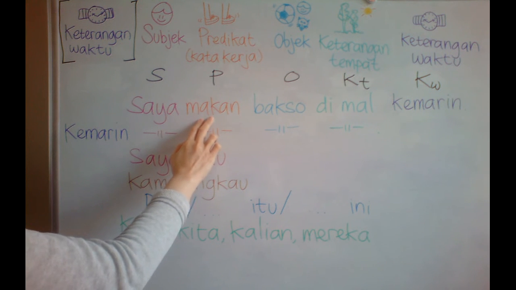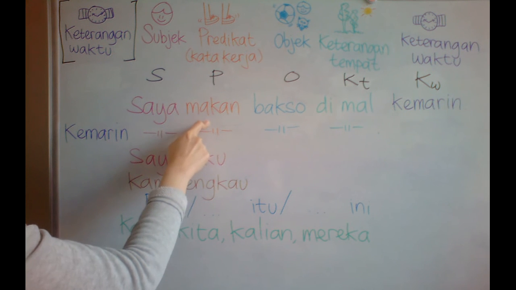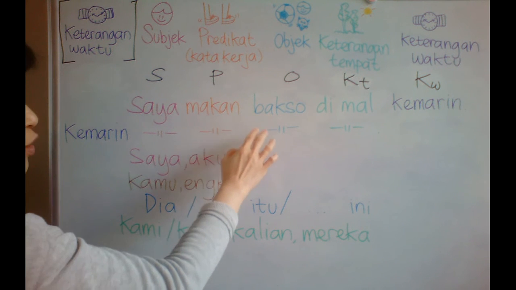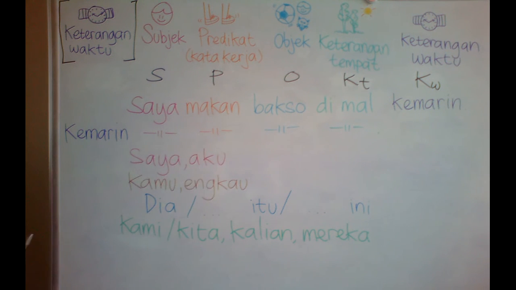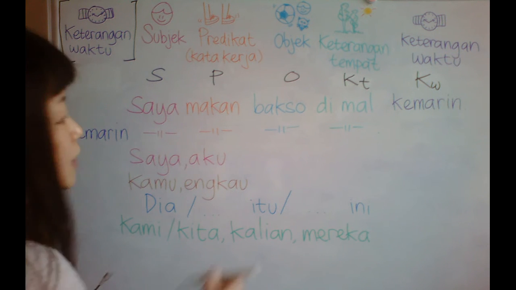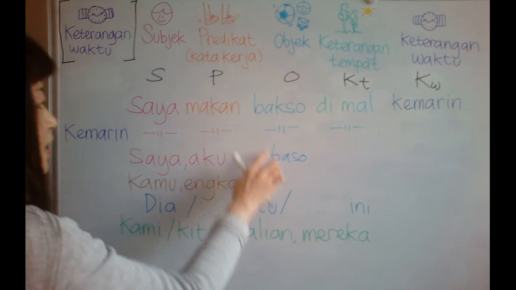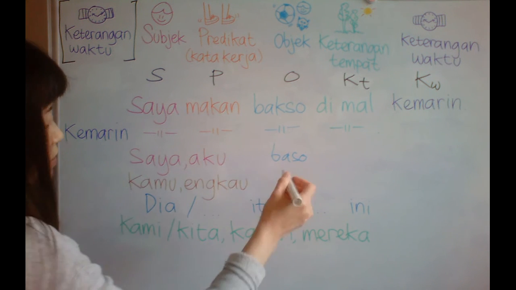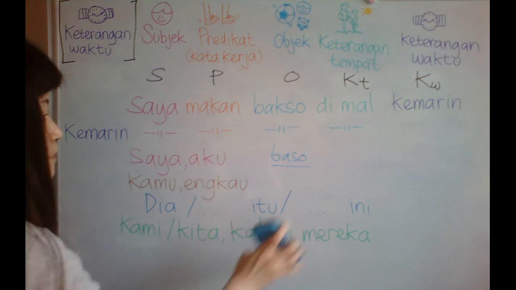Makan, this is a verb. Eat. Bakso. Bakso is Indonesian meatball. It's different from American meatball, or in the Netherlands we found meatball too, but it's different. So next time if you come to Indonesia, you have to try Indonesian meatball. Bakso, or sometimes people write it as baso, but this is the right way to write it down. But to say it, sometimes people just write it with this one too, baso.